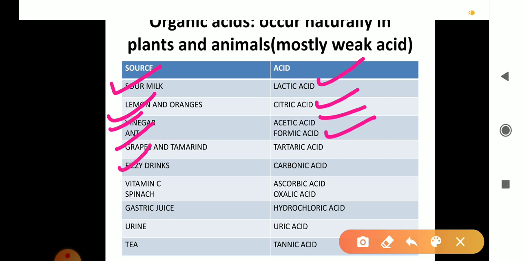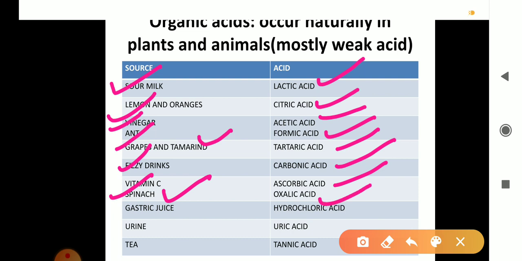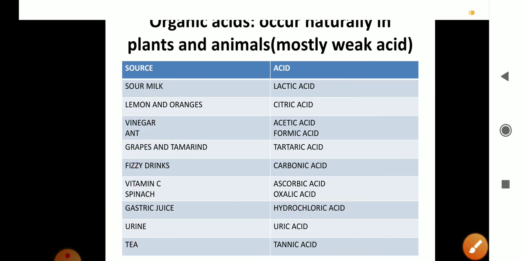Then grapes and tamarind, they contain tartaric acid. Fizzy drinks contain carbonic acid. Then vitamin C is ascorbic acid. जितने भी आपके citrus fruits होते हैं, they all contain ascorbic acid. Then spinach contains oxalic acid. Gastric juice, as I already told you, hydrochloric acid, stomach में होता है. Then urine contains uric acid. Then last is tea. टी में भी एसिड होता है. कौन सा एसिड होता है? It is tannic acid.